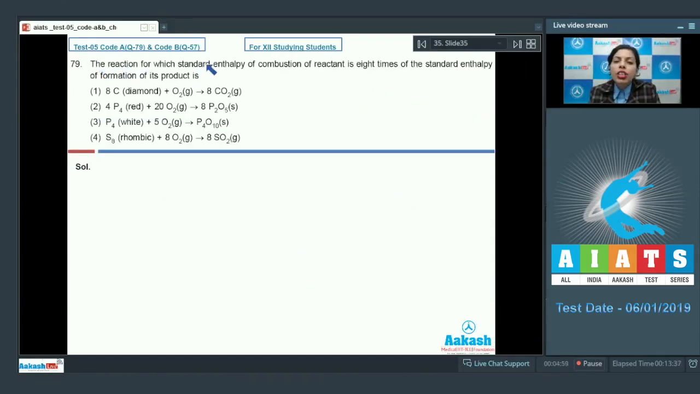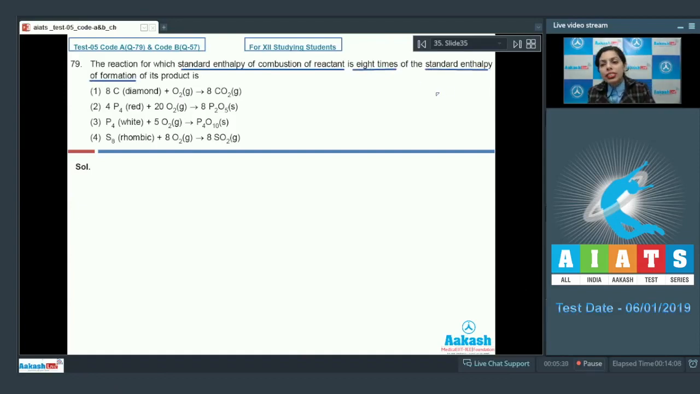The reaction for which standard enthalpy of combustion of reactant is 8 times of the standard enthalpy of formation of its product is. We have several reactions given here. Basically 4 reactions are given here, and all of these are the combustion processes in which certain substance is burnt to give you certain product, and we have to just identify that reaction for which the standard enthalpy of combustion of reactant is 8 times of the standard enthalpy of formation of its product.